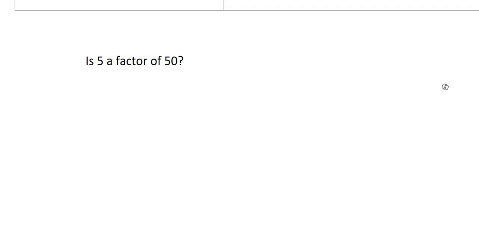There are several different ways that you can go about explaining your answer, but basically it means that 5 goes into 50 evenly. In other words, when you divide, the remainder is 0. So we're going to continue to use the remainder theorem to figure out if a binomial is a factor of a given function.